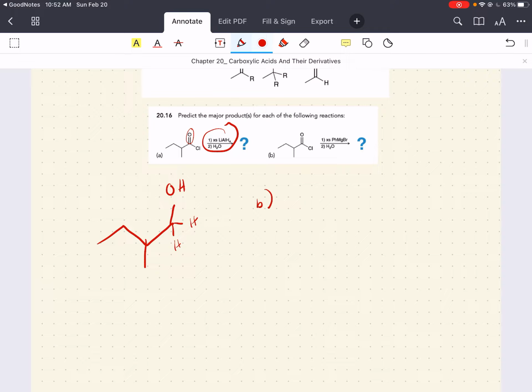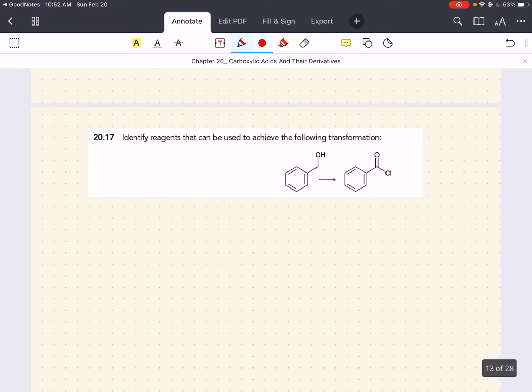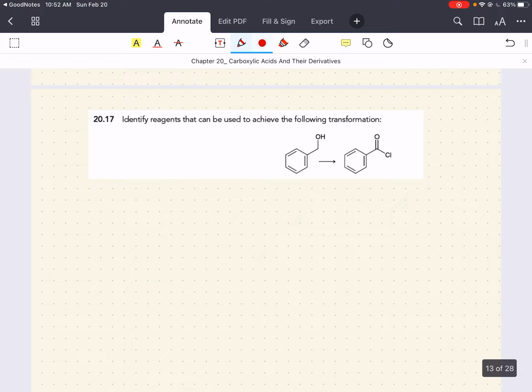Now for B, look at this. This is our Grignard reagent, magnesium bromide. So that means our carbonyl is going to turn into an alcohol, and we're going to introduce two groups of this phenyl group here. So let's draw this out. This is going to turn into an alcohol, and we're going to introduce two of the phenyl groups here. And this is our product. All right, fantastic. Let's do one more here really quickly.